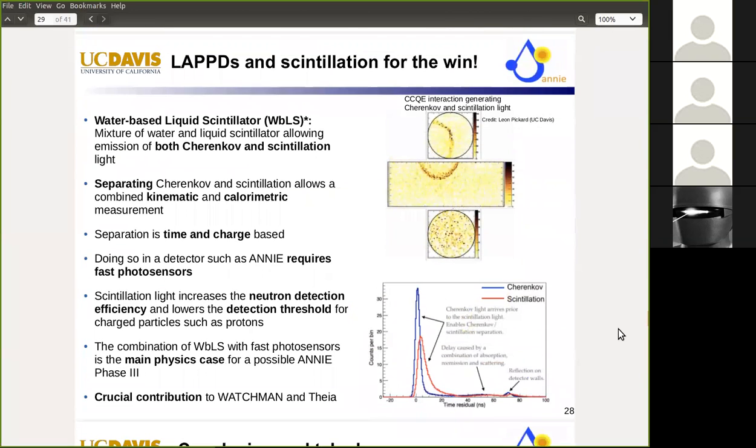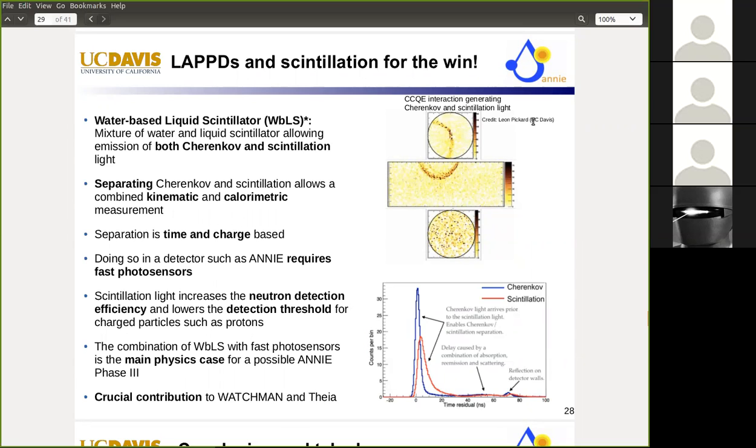So I mentioned before water-based liquid scintillator. Water-based liquid scintillator in ANNIE would allow us to separate Cherenkov and scintillation light to make a combined kinematic measurement with the Cherenkov light and calorimetric measurement with the scintillation light for the energy reconstruction. And for this, you would actually separate the 2 using both time and charge.